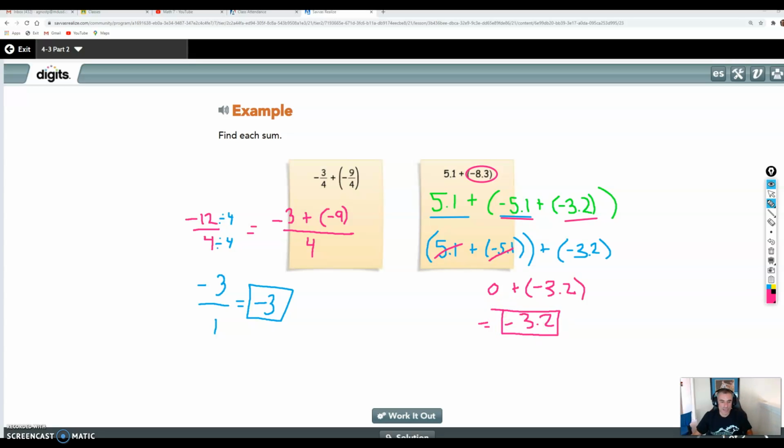All right, so same idea as before. We split our number to create a pair of additive inverses.